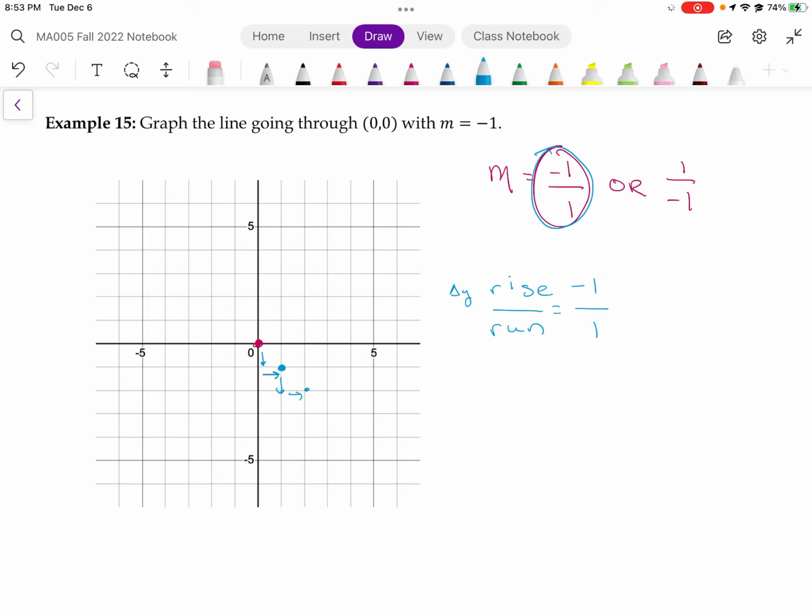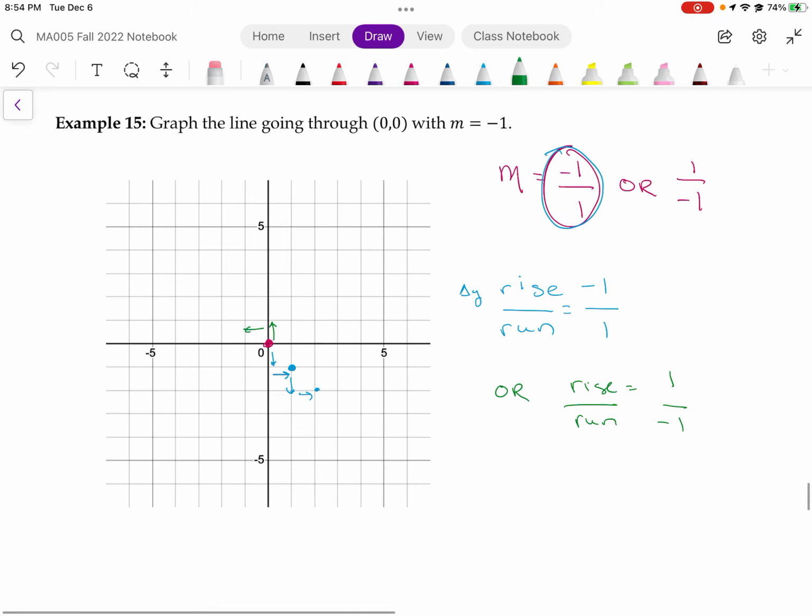Or I could do the other one, or I could do a rise of 1 and a run of -1. Well, let's try that. In fact, I'm going to make that one a different color so you can really see the difference. So this one's going to be green. All right, so the rise is going to go up 1, but the run is going to go left 1. And look at that, I end up still on the line. It doesn't matter which one I call negative, I end up with a line that all the points are like this. There we go.